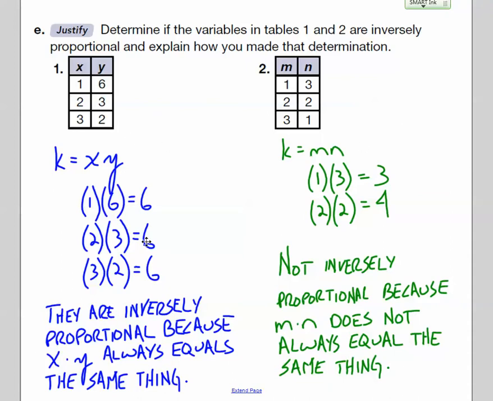Now, if something is inversely proportional, it's never going to be directly proportional, or direct variation, either. Example 2 here, we could check to see if this maybe has direct variation. 3 divided by 1 is 3, but 2 divided by 2 isn't 3, so it's not direct variation either.